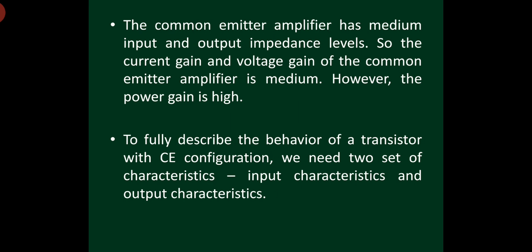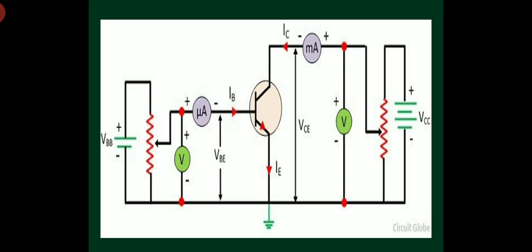So the common emitter amplifier has medium input and output impedance levels. So the current gain and voltage gain of the common emitter amplifier are medium. However, the power gain is high. To fully describe the behavior of a transistor in CE configuration, we have to know the characteristics, which are called input characteristics and output characteristics. So I am taking an NPN transistor configuration here.